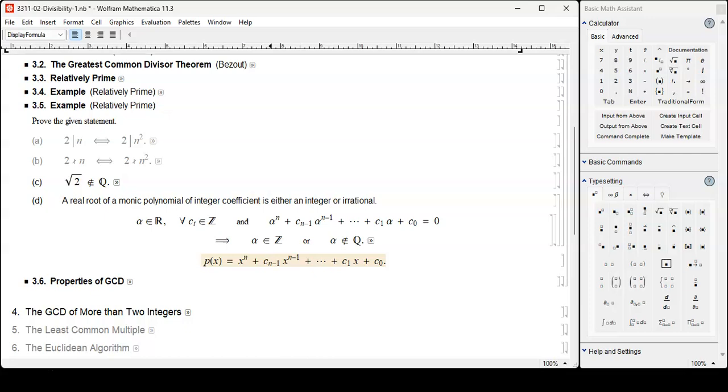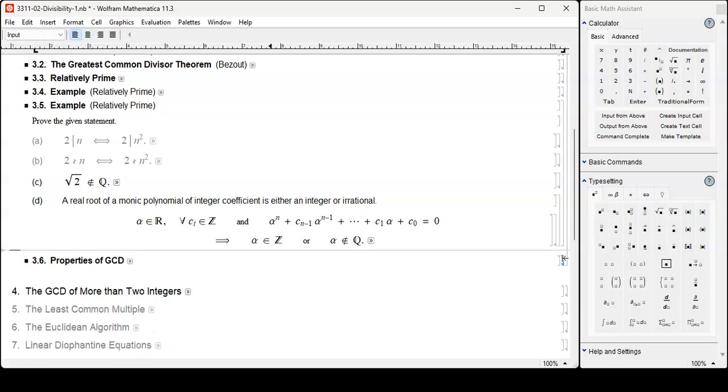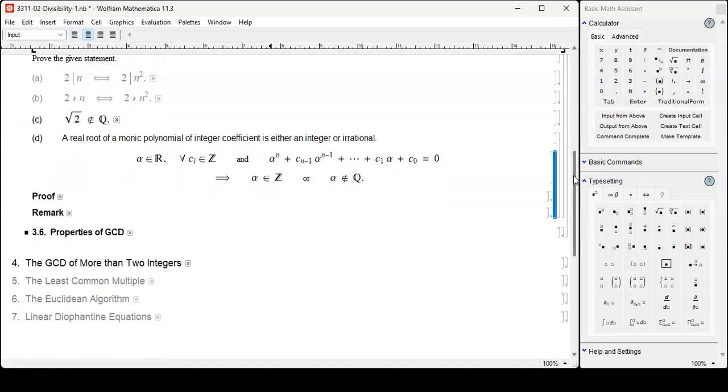So alpha is a zero of a monic polynomial. That means it has to satisfy this equation. And the theorem says, if so, then either alpha is an integer or an irrational number. Before proving this, let's consider an application of this.